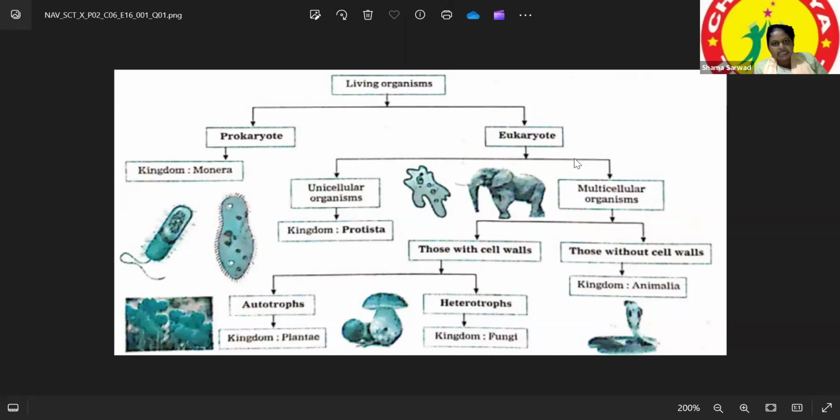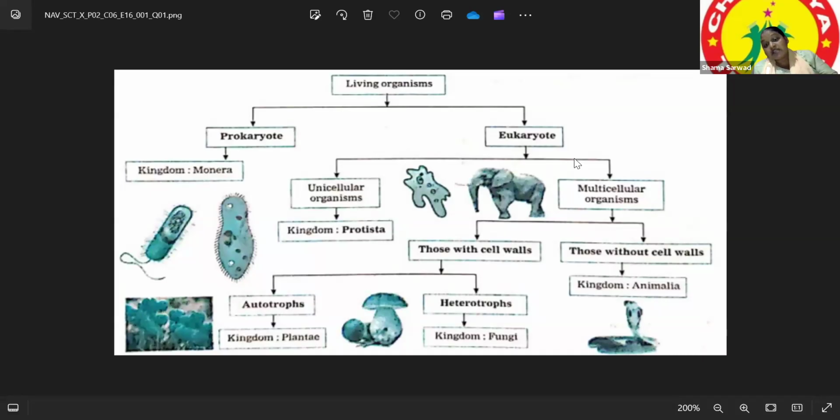Then eukaryotes are again classified as unicellular and multicellular. In the unicellular kingdom, Protista will come. Then multicellular organisms are classified as those with cell walls and those without cell walls. With cell walls, they are autotrophs and heterotrophs. Without cell walls will be animals, and hence kingdom Animalia. With cell walls would be autotrophs and heterotrophs. Autotrophs will be kingdom Plantae, and heterotrophs will be kingdom Fungi.